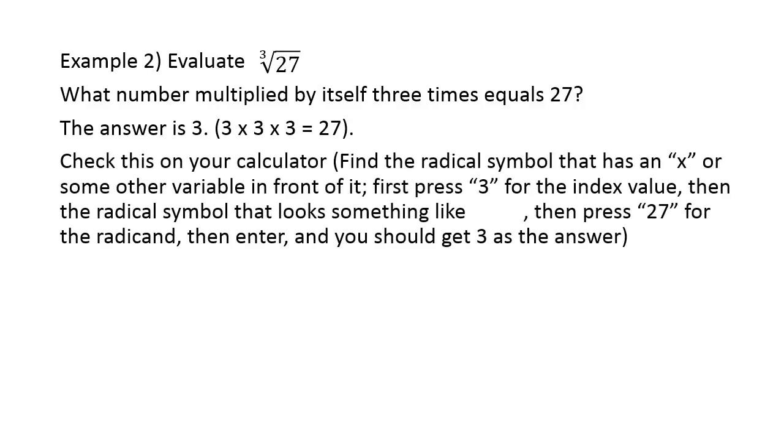Check this on your calculator. Find the radical symbol that has an x or some other variable in front of it. First, press 3 for the index value. That will be what your calculator uses as that x value. Then the radical symbol that looks something like this. And then press 27 for the radicand. Then enter. And you should get 3 as the answer. And depending on what kind of calculator you have, the order of button pushes that you do there and numbers may vary.